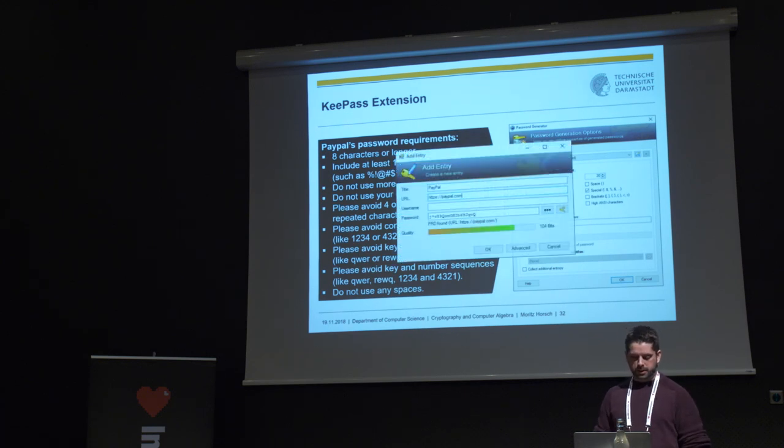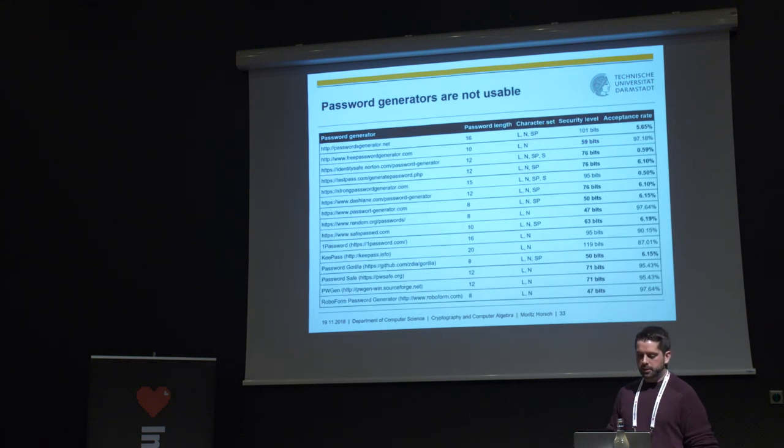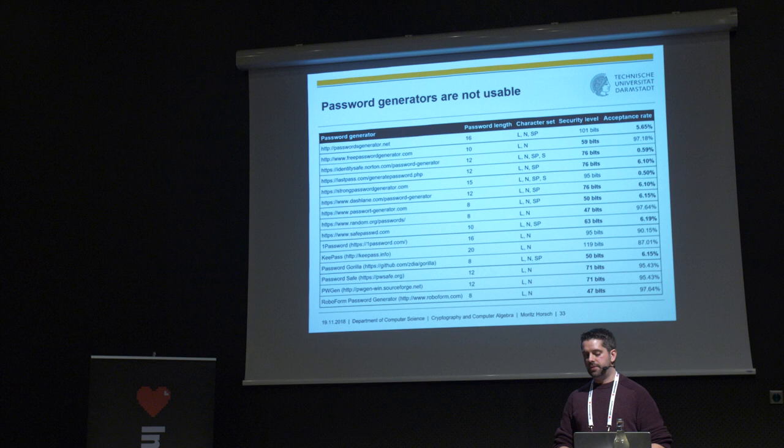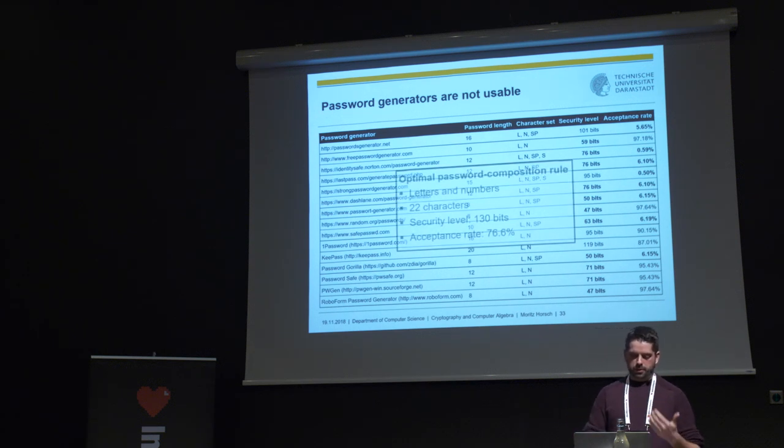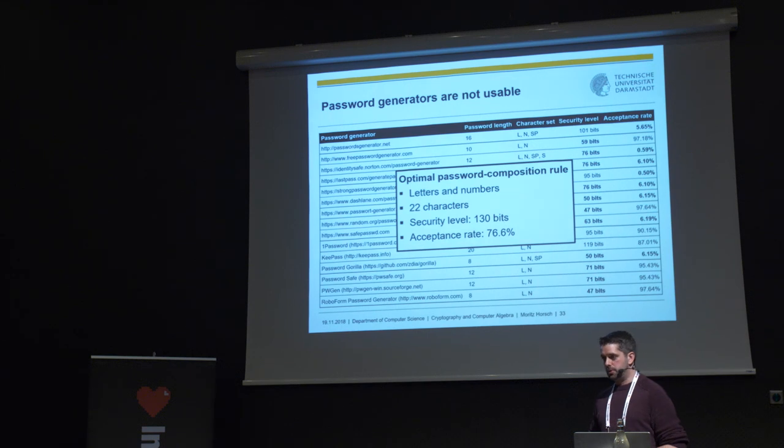But with the extension that I built, it's pretty simple. The only thing you do here is enter the URL, and in the background, the PRD for PayPal is downloaded from the server. It configures the internal KeePass generator and then provides you a valid password. When you also keep in mind the table from the beginning, where I showed you that a lot of password generators do not generate secure passwords, and also generate passwords that are not accepted by the services, with my optimal password composition rule you see that a lot of these password generators would create more secure passwords and passwords that are accepted by more services.